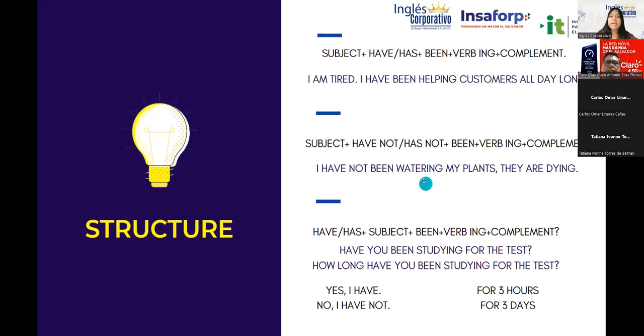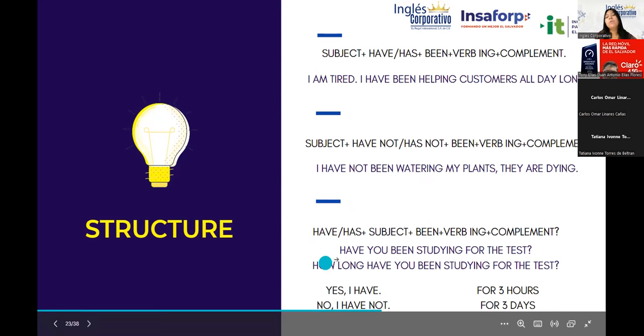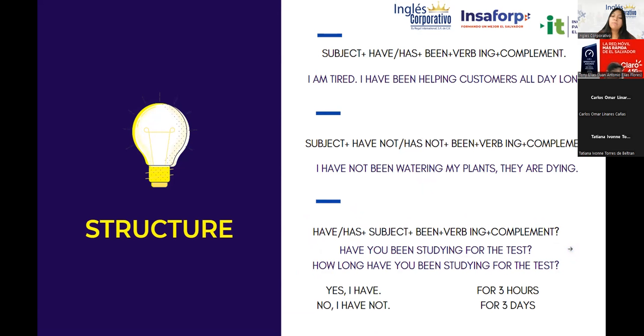So in this case, we also have questions: have or has, depending on your subject, plus been, plus the verb in ing, and then complement, and we also have the question mark. So we have, have you been studying for the test, or how long have you been studying for the test? Have you been studying for the test? Yes, I have. No, I have not. How long have you been studying for the test? Oh, for 3 hours or for 3 days. Or for 2 months, or I don't know, for a year could be.